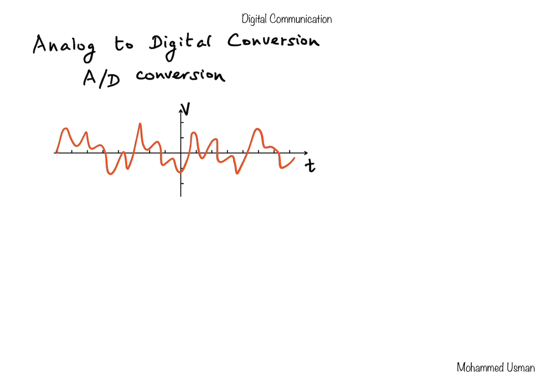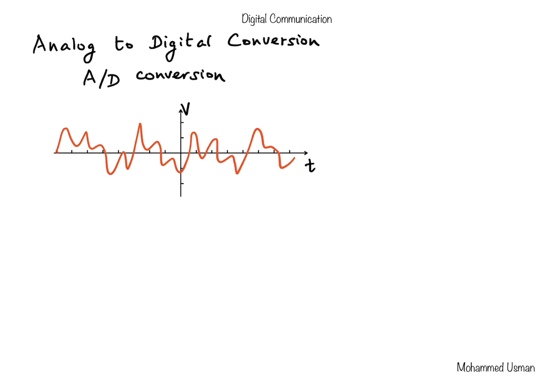Most signals of interest are analog, and therefore in a digital communication system, the first step is to convert the analog signal to a digital signal. And analog to digital conversion is the sequence of steps that we need to perform in order to convert an analog signal to a digital signal. That is, to convert a waveform, which is a continuous function of time, to a sequence of bits, which is binary information. And it's also referred to as A to D conversion.